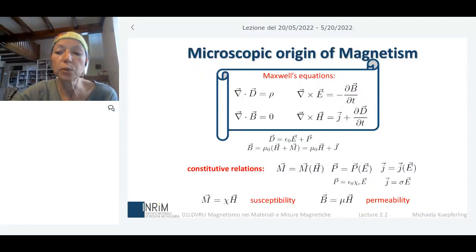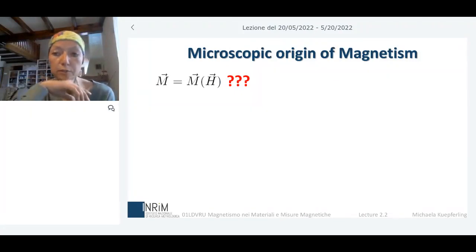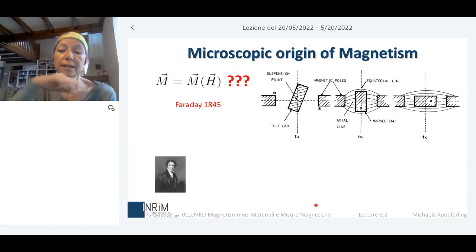So one way to access the susceptibility or permeability, even without knowing anything about the origin of magnetism, is to measure the relation between magnetization and magnetic field. And this we can do very easily, and it was done almost 200 years ago by Faraday in 1845. He invented this kind of experiment where we have a magnetic field, with a South Pole and a North Pole, and we suspend the magnetic material that we want to investigate in between on a wire, and let it rotate freely.